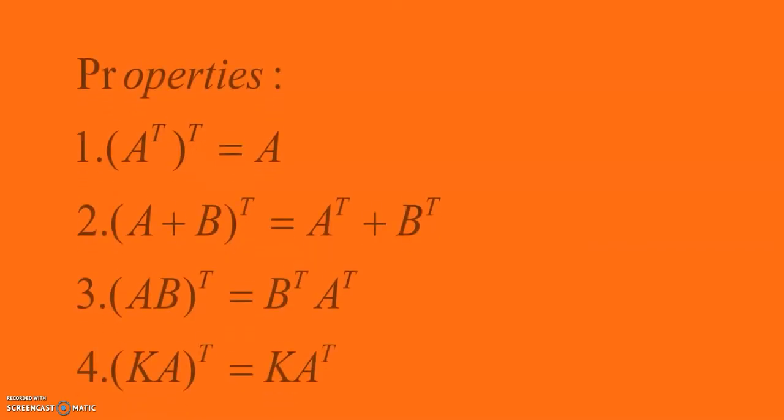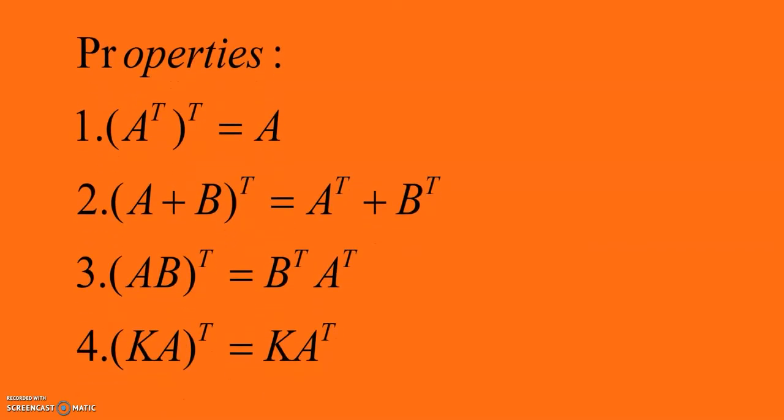So let us now see the properties of the transpose of a matrix. The first property says A transpose whole transpose is equal to A. That means for any given matrix you write the transpose, again you transpose it, the transpose of a transpose matrix will be equal to the given matrix.